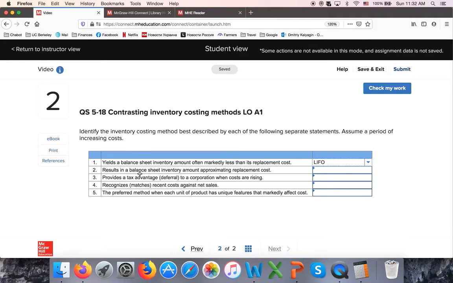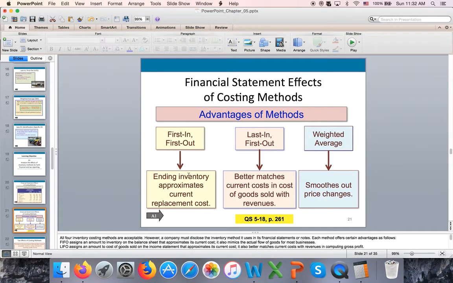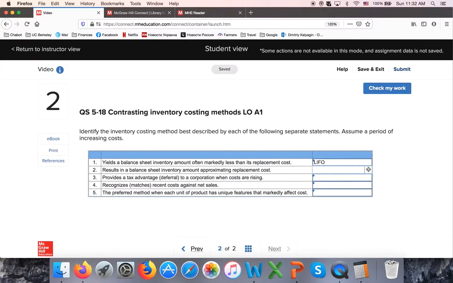Which method results in a balance sheet inventory amount approximating replacement cost? So we talked about it, right? And it's FIFO. Again, think about it. Make sure you understand it. Balance sheet inventory is what I did not sell. In which method do I keep more recent items in inventory? And it's FIFO. I sell old items, I keep newer items.